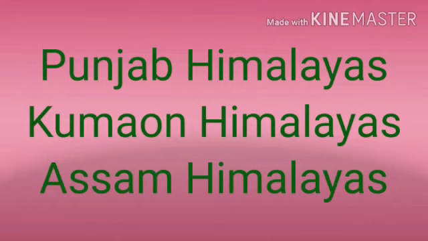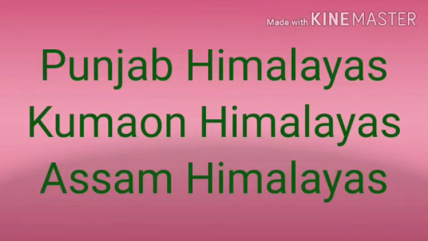Students, which part of Himalayas has been traditionally known as Punjab Himalaya? Yes, the part of the Himalayas lying between the Indus and Sutlej has been traditionally known as Punjab Himalaya. Students, what are Kumaon Himalayas? Yes, the part of the Himalayas lying between the Sutlej and Kali rivers is known as Kumaon Himalayas.